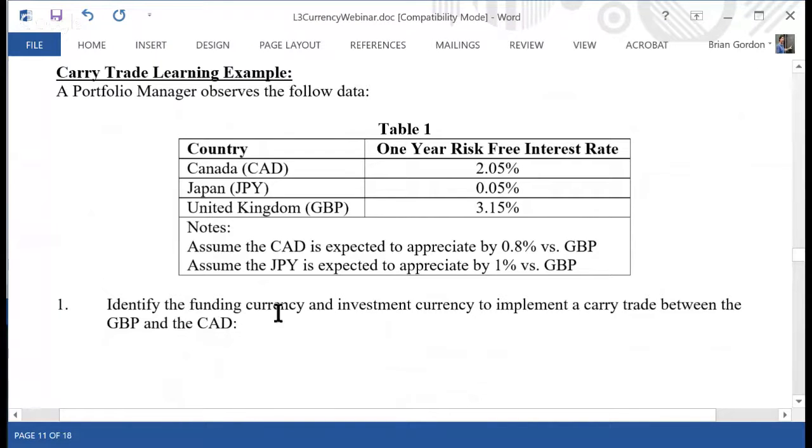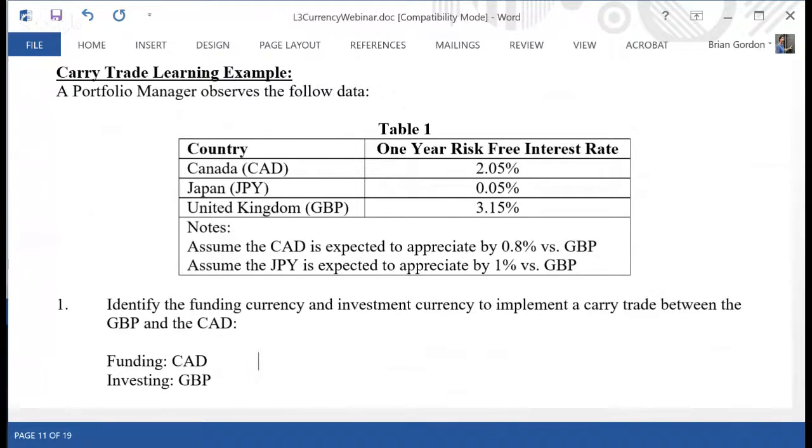So using this information, just for tutorial purposes, we have to identify the funding currency and investing currencies to implement a carry trade between the British pound and the Canadian dollar, the CAD. So the funding currency, well, remember, this is the low yielding currency. So if I come back to my table, I guess that's the Canadian. The Canadian is definitely at a lower yield than the British pound. And if I drop down here, the investing currency, well, that would be the British pound, because that's the high yield currency.